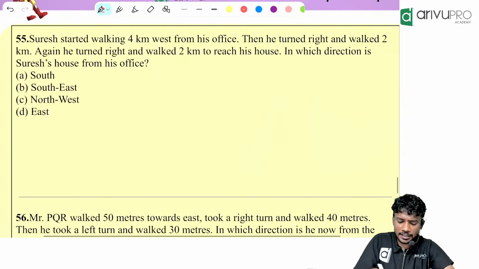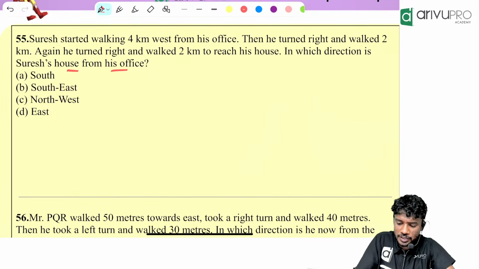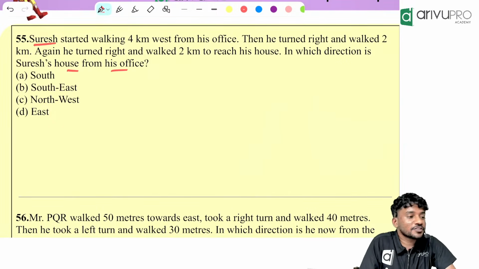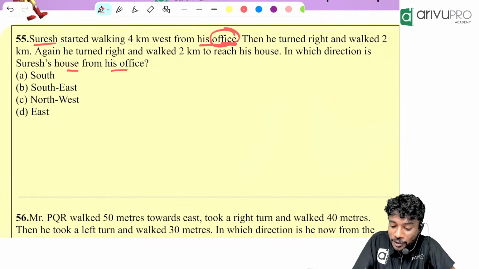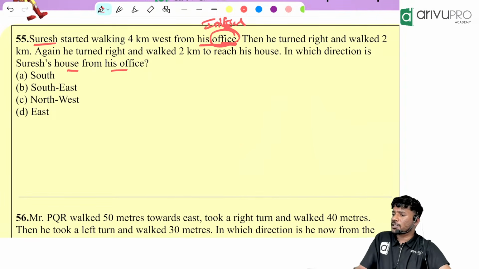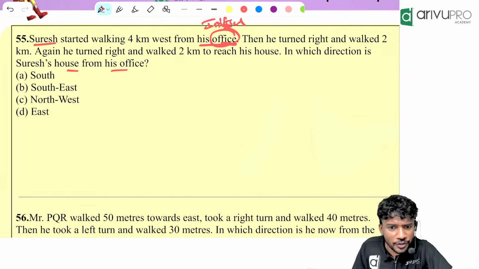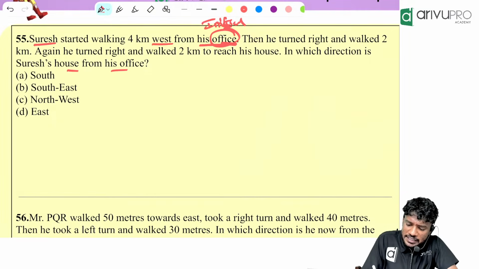Tell me, it is direct. Suresh's house from his office is the question. Now, a small difference is there. Suresh started west from his office. So, initial point is what, people? Initial is office. Whenever it is not mentioned in the question, we will take house as the initial point. Okay. Now, west how many meter?